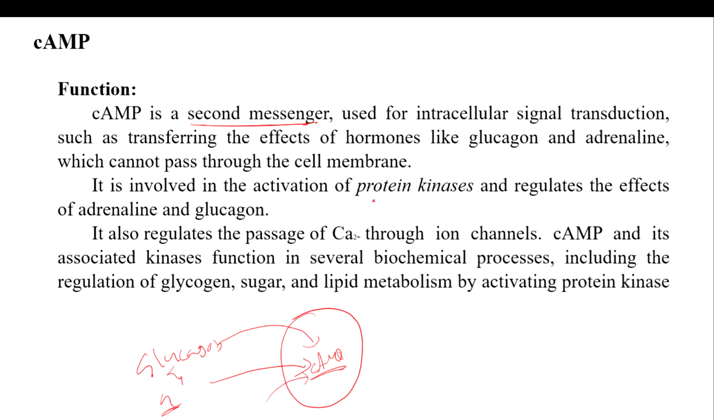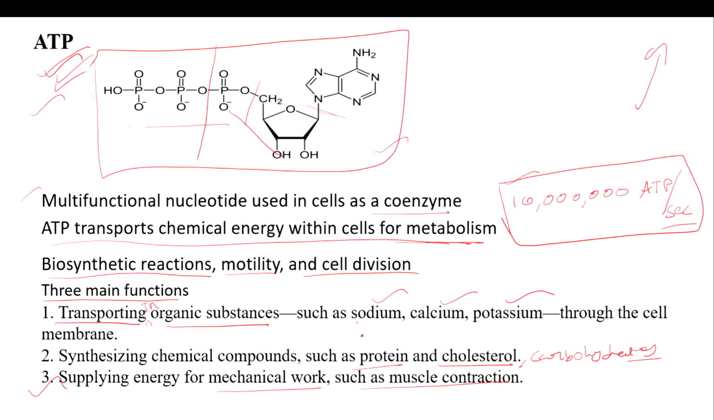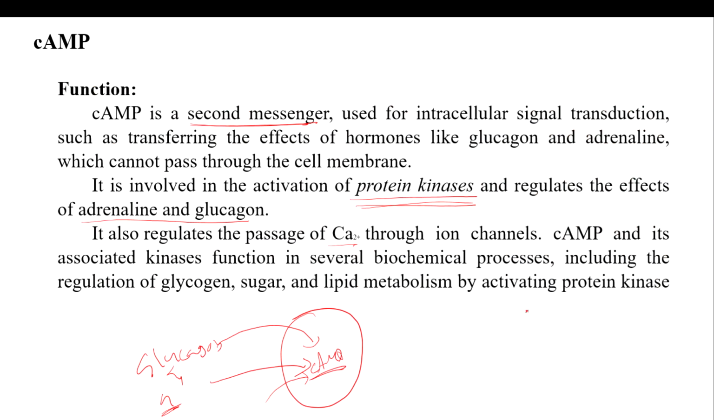Next, it is involved in the activation of protein kinase. Protein kinase is an enzyme that regulates the effects of adrenaline and glucagon, and it also regulates the passage of calcium. Previously we saw sodium, potassium, calcium with ATP, and cAMP also regulates the passage of calcium through ion channels. cAMP and its associated kinase function in several biochemical processes, including the regulation of glycogen, sugar, and lipid metabolism by activating the protein kinase enzyme. So this is the importance of ATP as well as cAMP.